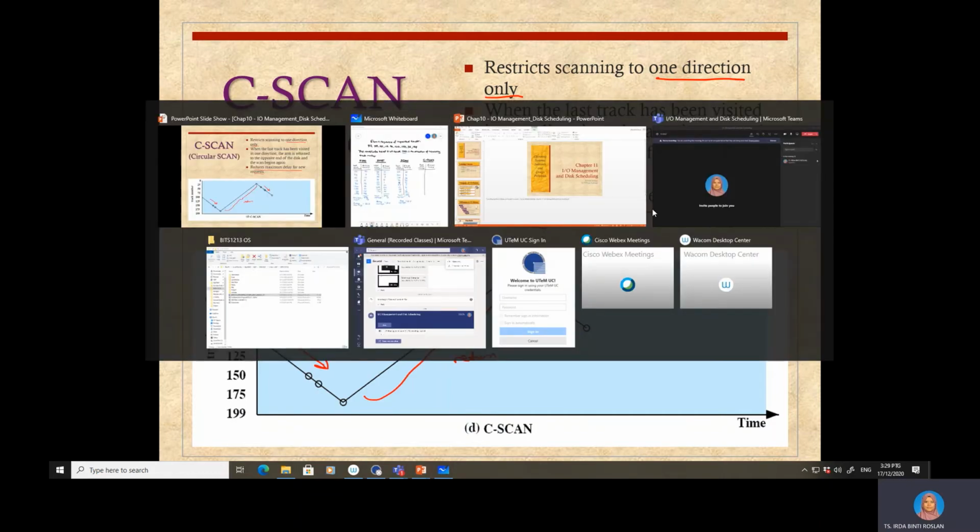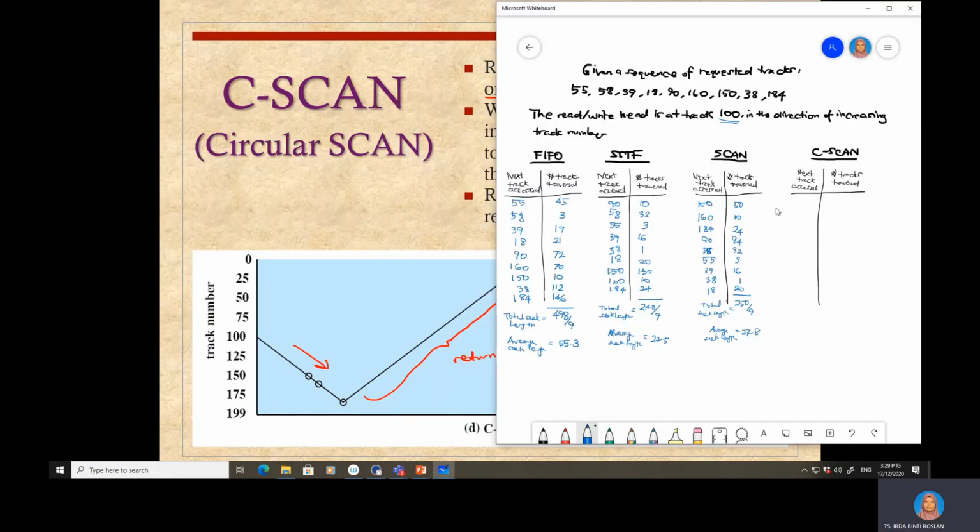So we shall do the scan algorithm. For the C-scan algorithm, again, it's in the direction of increasing track number, but with a bit of difference when it's already at the end of the track. So again, start from 100, in an increasing manner.